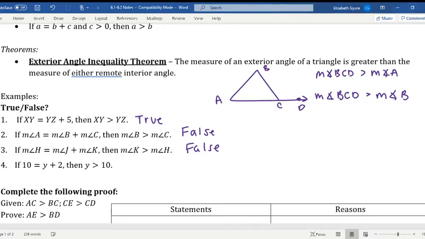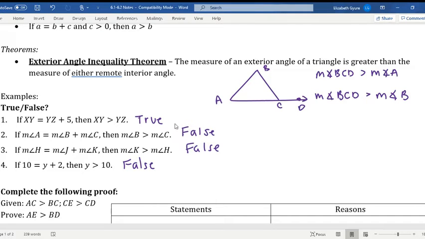What would be true? How could we change it to make it true? Yeah, if you flipped the statement around, if you said the measure of angle H was greater than K, then it would be true. Good. And then, if 10 equals y plus 2, then y must be greater than 10. What do we think? Yeah, that's a big thumbs down. This is false. So very similar to the algebra things that we did, just applying inequalities.